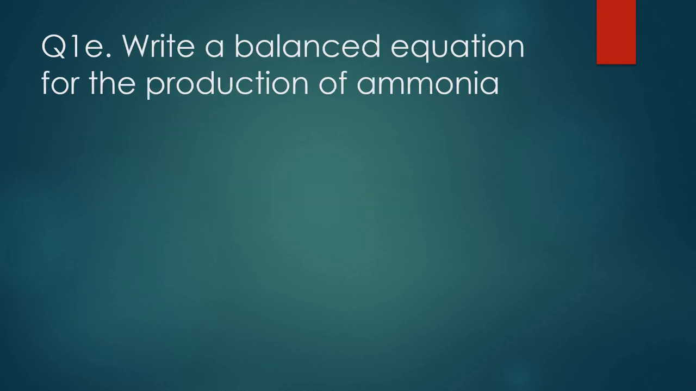Write a balanced equation for the production of ammonia. So we have N2 plus 3H2 goes to 2NH3. As you can see, the number of nitrogen and hydrogen atoms all add up with the balancing I've put in place here.